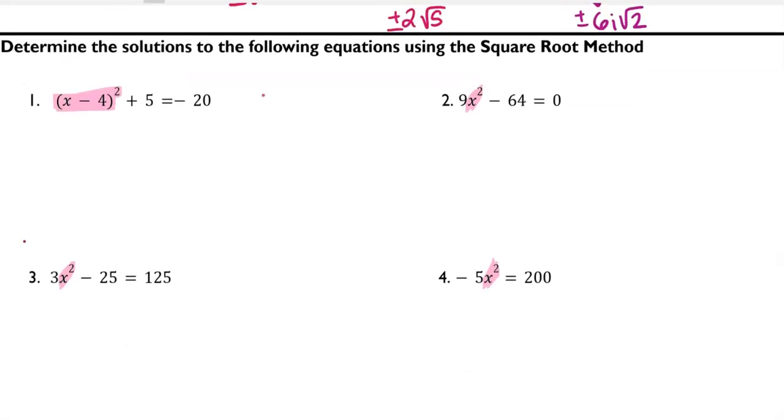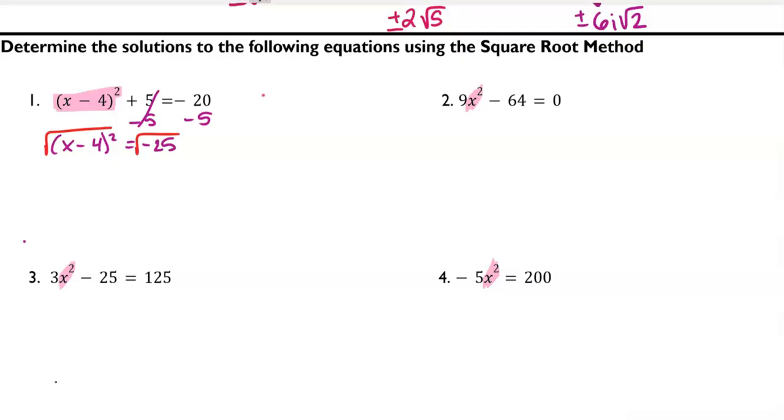All right, let's take a look at these first, starting with number 1. First, we want to isolate what is being squared, or my highlighted portion. So in order to do so, we will have to subtract 5 to the other side. Negative 20 and negative 5 is negative 25. Now that there's nothing on the left, we can go ahead and square root both sides.